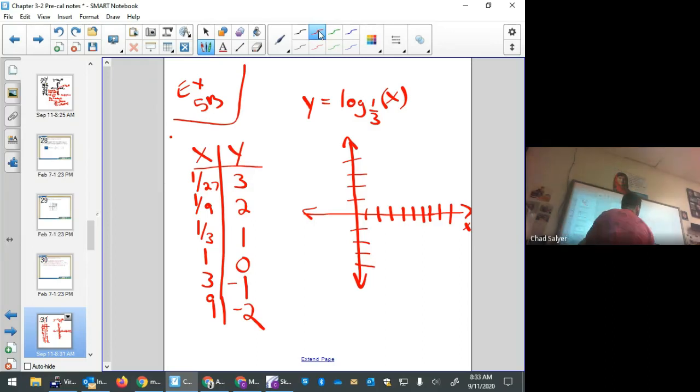So 1/27, in other words, right next to the y-axis, goes up to 3. Use a different color. And then 1/9 goes to 2. And then 1/3 goes to 1. And 1 goes to 0. And 3 goes to -1. And 9 goes to -2. So here we have, hard to draw that way, logarithmic decay.